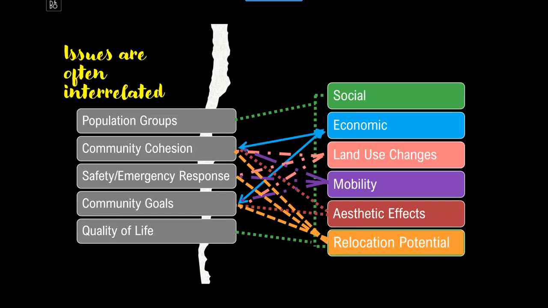So for SCE, you can see the 6 different topics we're talking about on the right. And these areas of population, community cohesion, safety and emergency, community goals, and quality of life, it is all interrelated. All of these issues inform one or the other or multiple areas. That is why these are grouped together in our documents, because the information used to analyze them all is interrelated in some way.